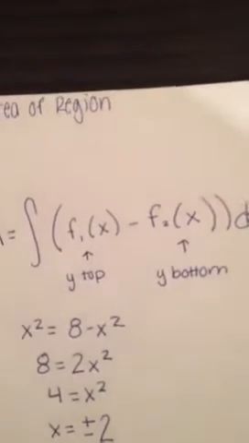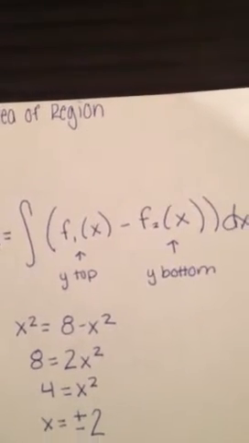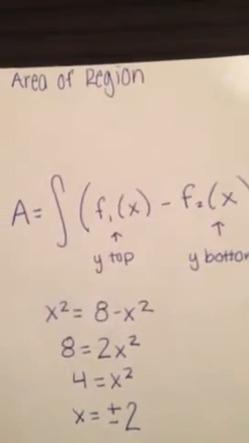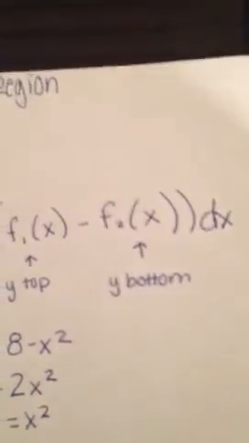To find the area of the region, we have the integral of the first function of x minus the second function of x dx. Our first function is the top y function. Our second function is the bottom y function, which is seen here. I have my top function of 8 minus x squared and my bottom function of x squared.